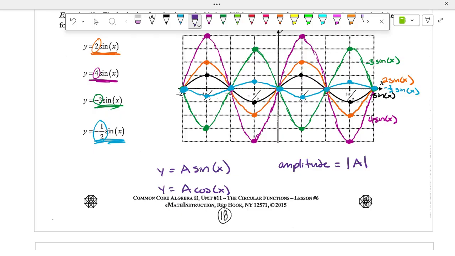So if you take the absolute value of a number, it's going to make that number what? Wait, sorry, can you repeat it? If you take the absolute value of any number, it always makes that number what? Positive. So in other words, if it was a negative a, the amplitude would still be positive. Okay. So for example, the amplitude of negative 1/2 sine of x would be 1/2, because you take the absolute value of negative 1/2.